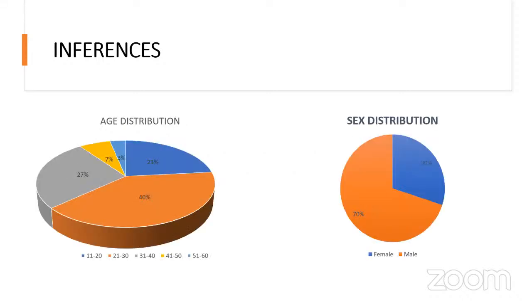And my inferences were that, in the age distribution, the maximum peak of incidence of OKC was found in the range of 21 to 30 years, and the next one was within the range of 51 to 60 years. This is in confirmation with the literature. And in regard to the sex distribution, male predominance was found compared to the female.